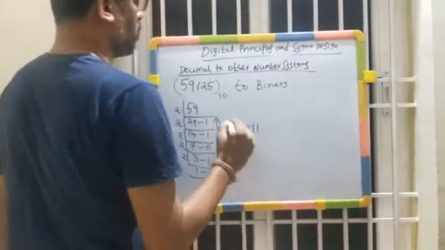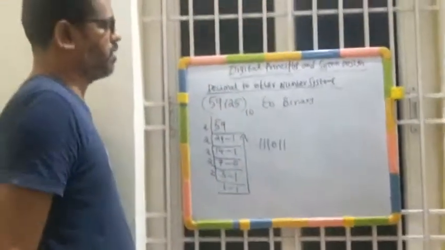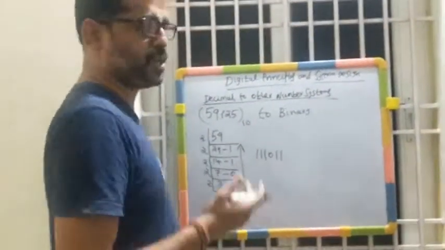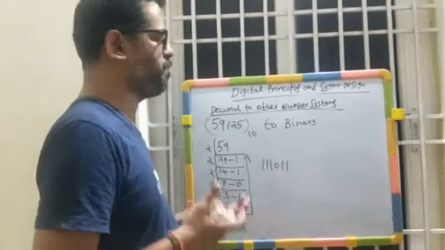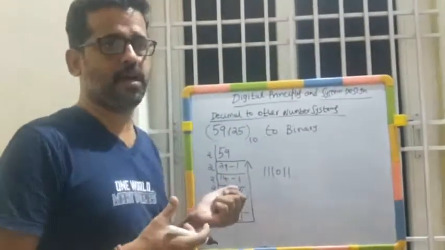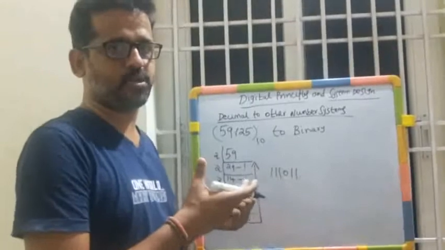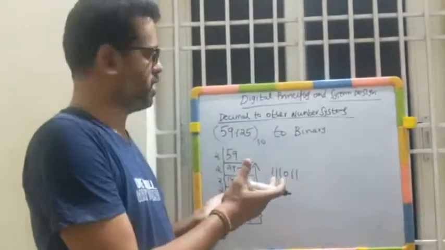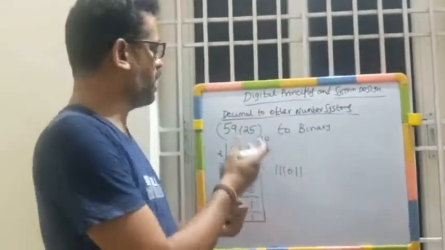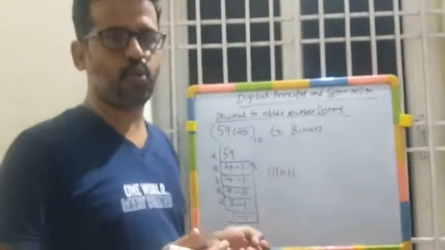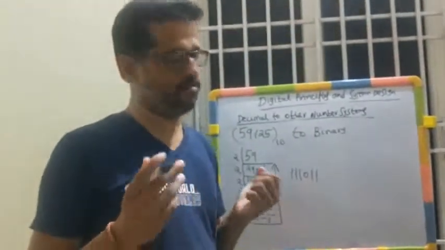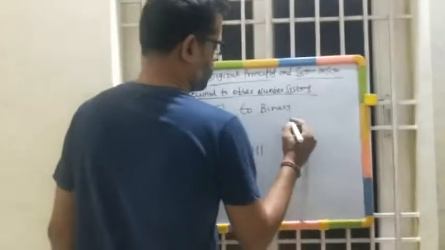Now we'll do the fractional part. For the fractional part, what we need to do? We need to multiply the fractional part by the corresponding base or radix to which our given number has to be converted. Here we are converting to binary, so we need to multiply the fractional part by 2 until we get a whole number. Okay.